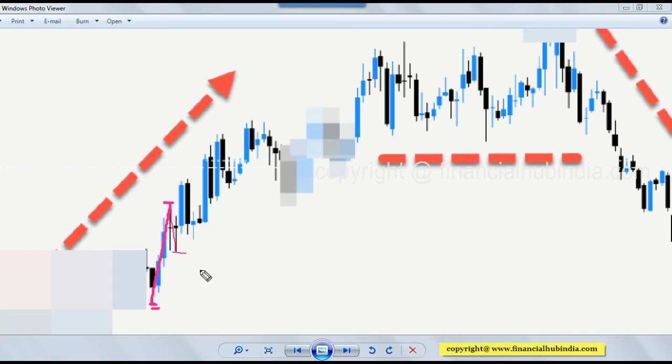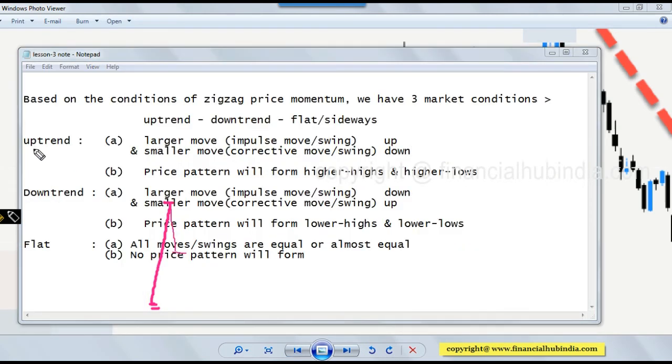Your second job will be comparing both the swings, whether the upswing is larger or the downswing is larger, right? And we can see the upswing is larger here and the downswing is smaller than the upswing. So we match one criteria for an uptrend, isn't it? You remember the note? For an uptrend, what is the first criteria? Point A is larger move up and smaller move down. But still we can't say it's an uptrend because we need criteria B to be there, where the price pattern will have to confirm higher highs and higher lows build up. So we don't see that so far.